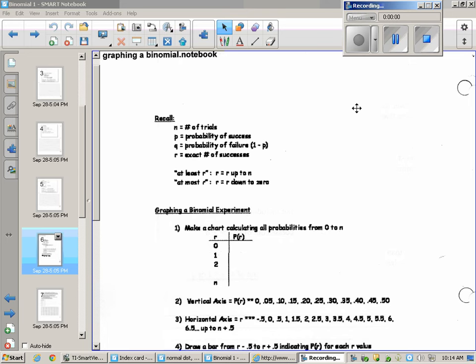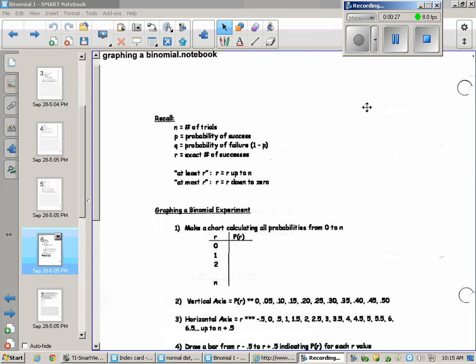Today we are going to graph a binomial. Let's recall what we did previously, where n equals the number of trials, p equals the probability of success, q is the probability of failure, 1 minus p, and r is the exact number of successes. R could also be written as x. You will see that on some of your notes. At least r and at most r we went through as well.